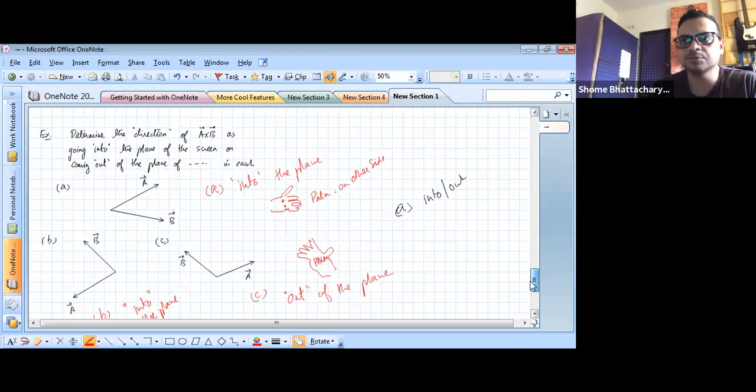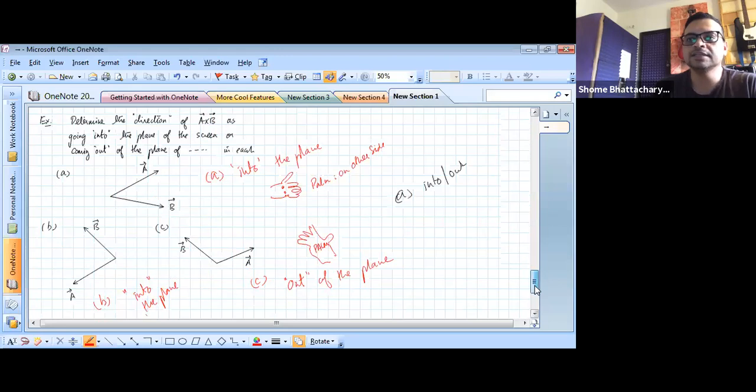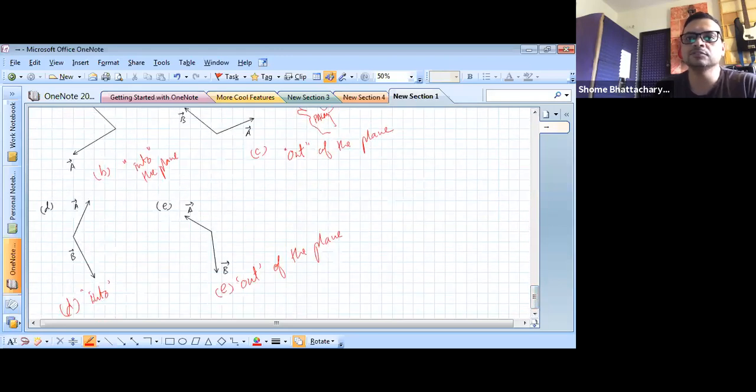This is a further example of that only. In each of these cases, we had to determine whether the unit vector representing A cross B, or the direction of A cross B, is into the plane or out of the plane. Here we saw it is going into the plane. In case B, again going into the plane. In case C, coming out of the plane. And in these two cases, D is into the plane and E is coming out of the plane. I think everybody is clear with this now, because almost everybody has given me the correct answer.